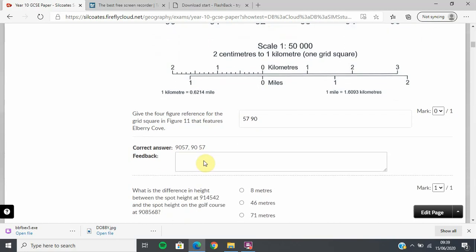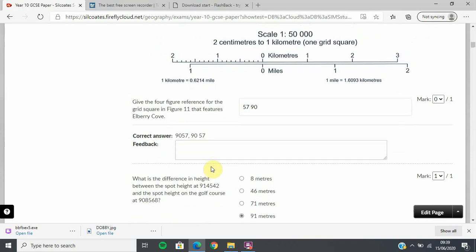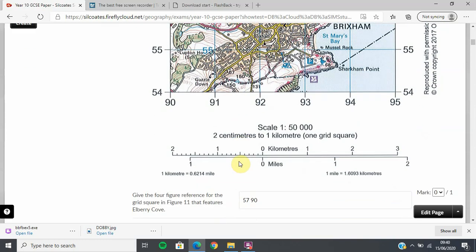Okay, next was this one about the difference in the 2 spot heights. The correct answer was 91 meters. So if we have a quick look, it's 914542. Here, look, we have a spot height there of 150 meters. There's the dot that shows that. Or in fact, it might be at that point there, but it's 150 meters. So that's our first one.